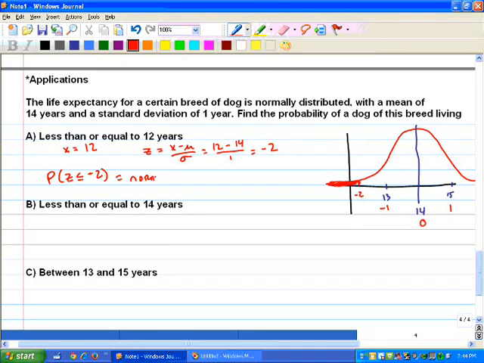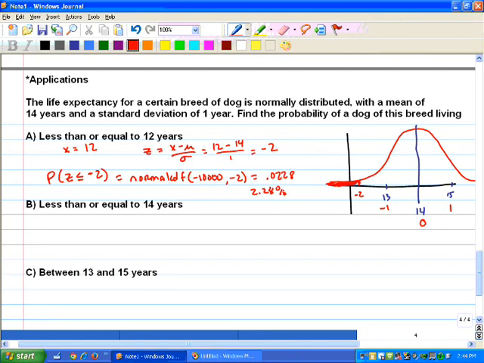So we do normal CDF. We're going to do negative 10,000 because we can't type in negative infinity, to negative 2 and find the probability. 0.02275, we'll say 0.0228. So that means the probability that this dog lives less than or equal to 12 years is 2.28%.